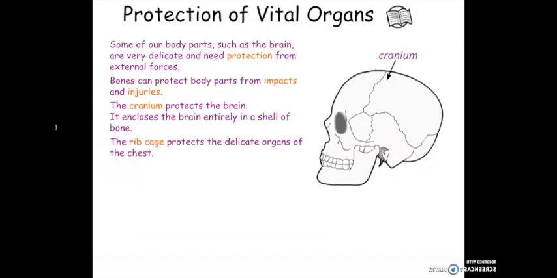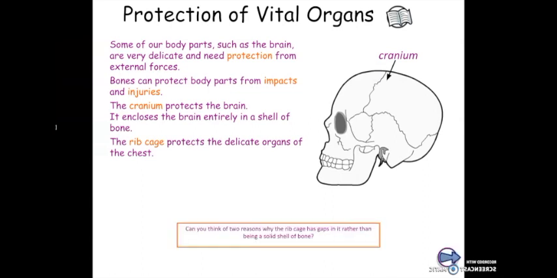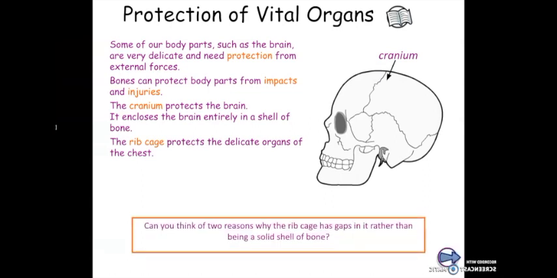So, protection of vital organs, like I just said, the cranium, the skull, protects our brain, which is obviously really important. You know, we need our brain to be able to think. And then we looked at the ribs as well, the series of bones running down the side of our chest. They protect the organs in our chest, like our lungs, our heart, things like that. So obviously a super important role to protect the organs that we use. Can you think of 2 reasons why the rib cage has gaps in it rather than being a solid shell of bone?